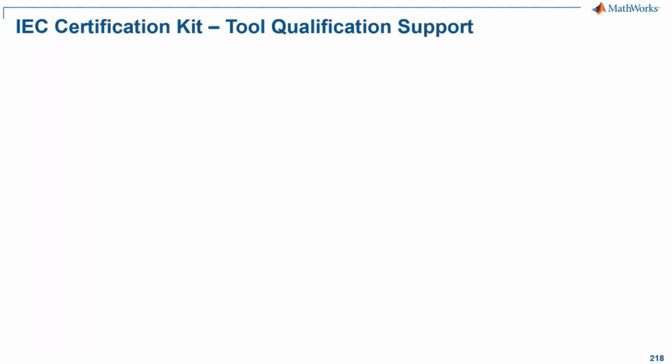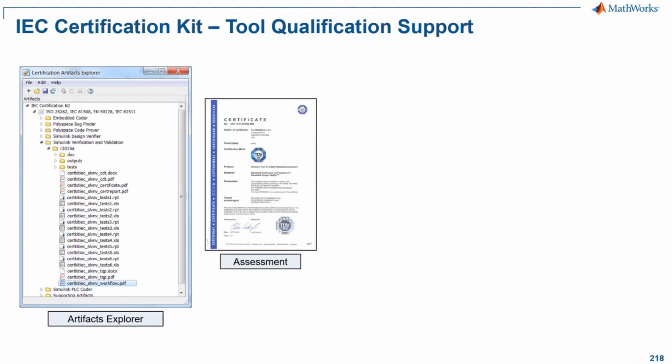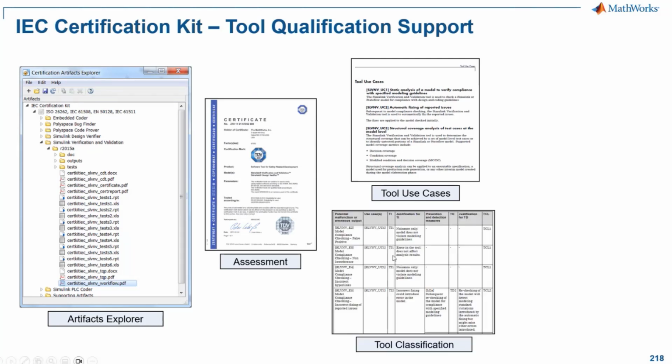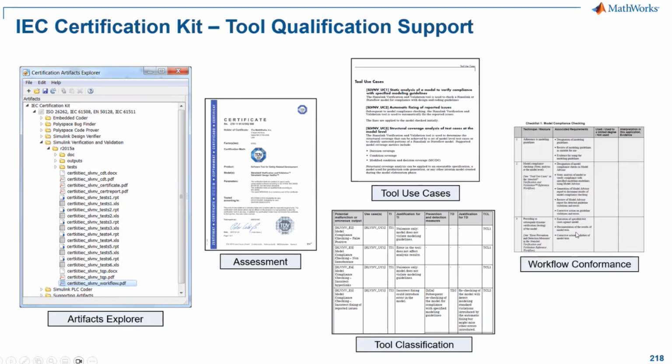So, in this qualification kit again, what you have is the supporting artifact document from the artifact flow. You have the certificate that the tool works according to the standard. You have a description of the tool use cases, meaning what the tool can do. And the work regarding the tool classification is already done, the same as the work regarding the tool confidence level is already done for you. So you don't need to do it anymore. And all together, you also have a workflow conformance, how to use the tool, and with the associated requirements.